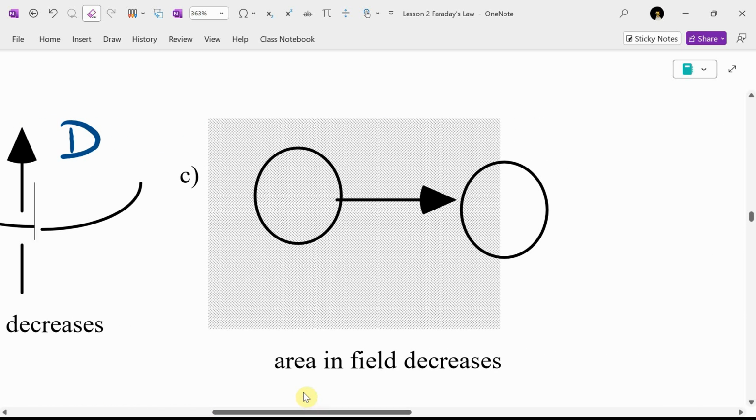What about if the area inside the field decreases? What's happening to the flux here? What's happening to the number of lines of magnetic field that are passing through this area? Yeah, this is going to be decreasing. A way to think about that is if this is my area, there, smaller white area, that's what that picture is trying to indicate.